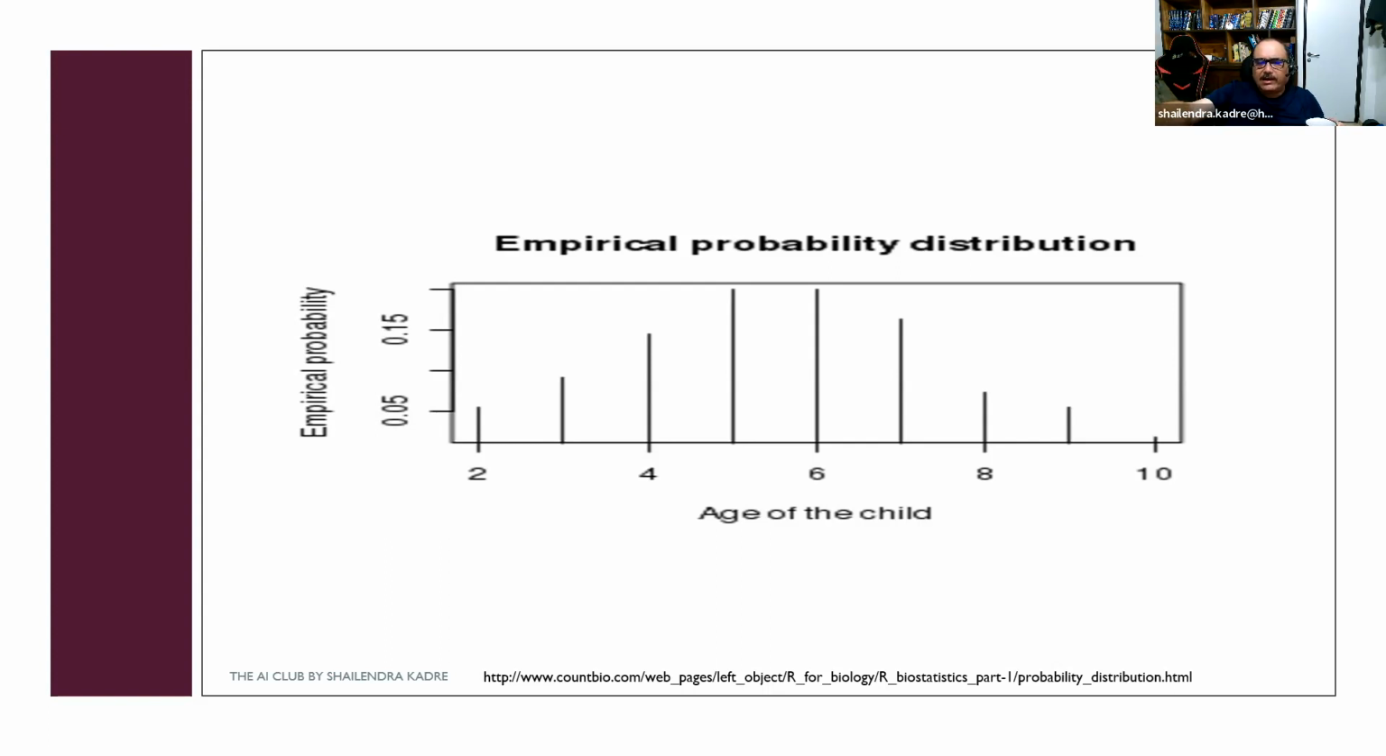Again, I take a random child out of 55. What is the probability of me getting a child with 8 years of age? 0.1, okay, so approximately the same. It is symmetrical, right? So around 6 is the mean age, and around 6, left and right, this curve is symmetrical.